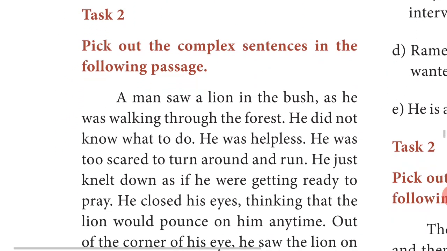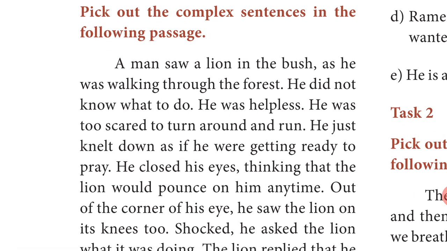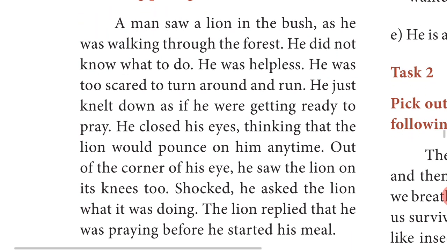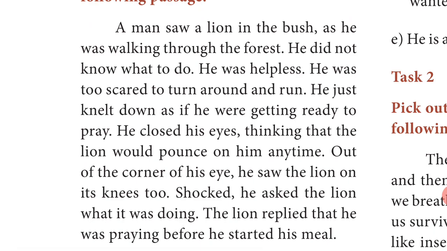Okay, let's look at the second sentence. And here, pick out the complex sentences in the following passage. Here is a passage given for you, and you need to find out only the complex sentence. A man saw a lion in the bush. So saw is the verb, complete meaning is there. Look at the second part. As he was walking through the forest. So one main clause and the next part is the subordinate clause. So the first sentence is a complex sentence.